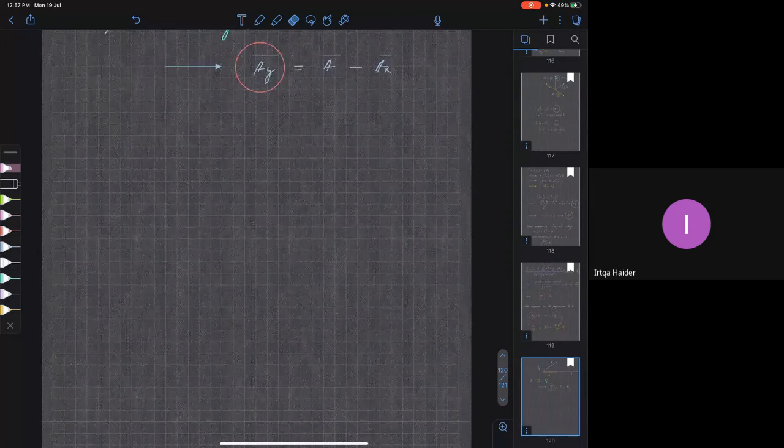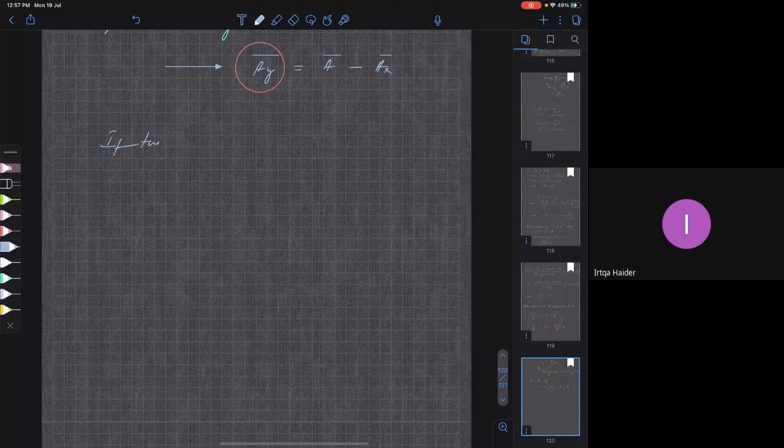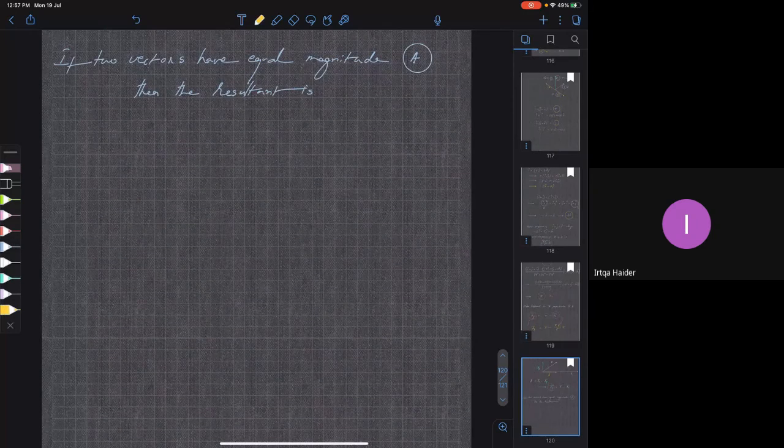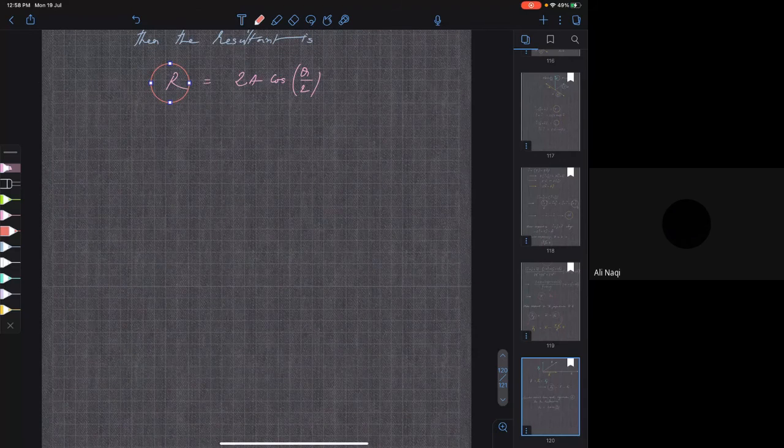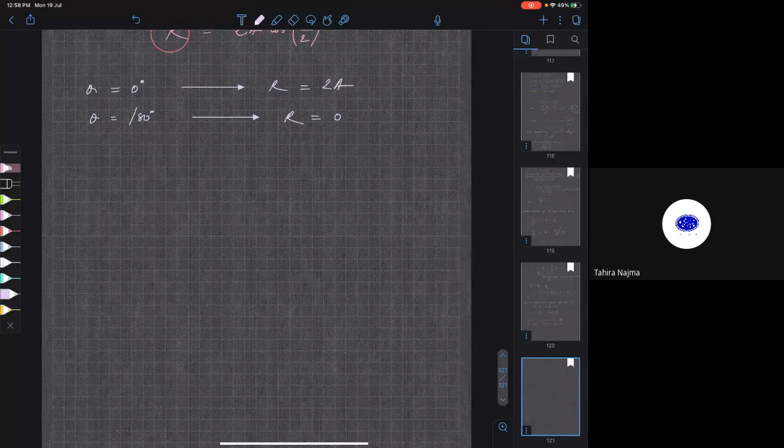Okay, one more small quick revision. If two vectors have equal magnitude A, then the resultant is R equals 2A cos theta by 2. If theta is 0 degrees, R equals 2A. If theta is 180 degrees, R equals 0, both cancel each other.